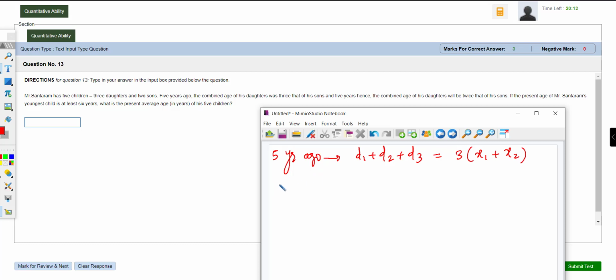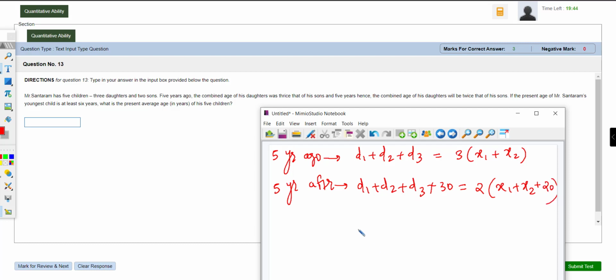And 5 years hence, 5 years after, the ages of the daughters become d1 plus d2 plus d3 plus 10 plus 10 plus 10, that is 30. There is a gap of 10 years, so their ages will increase by 10 years. This is equal to twice the sum of ages of the sons at that time, which is x1 plus x2 plus 10 plus 10, that is 20.